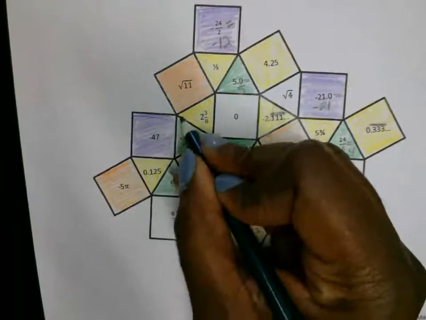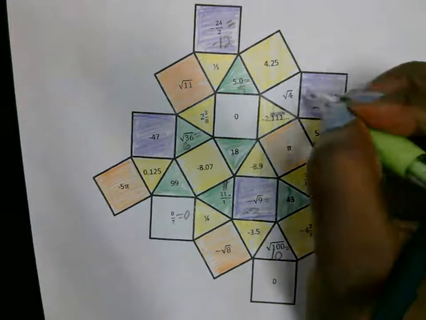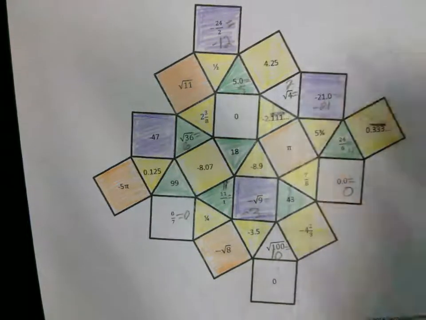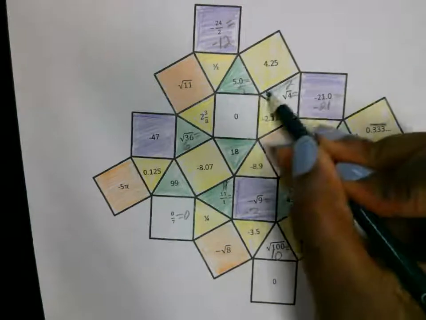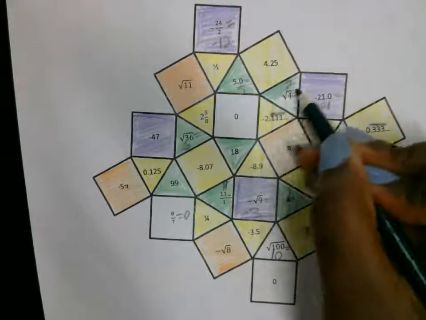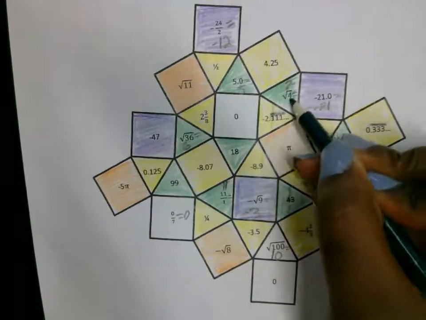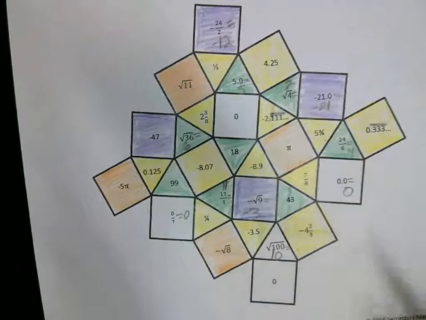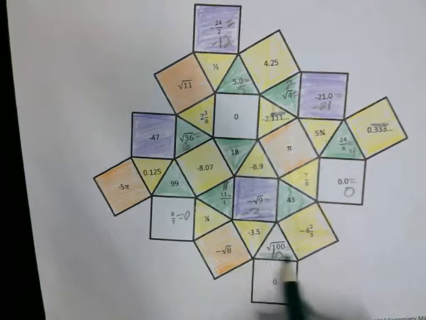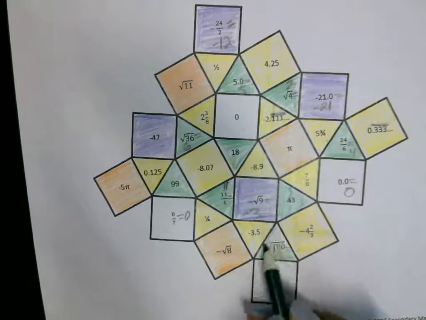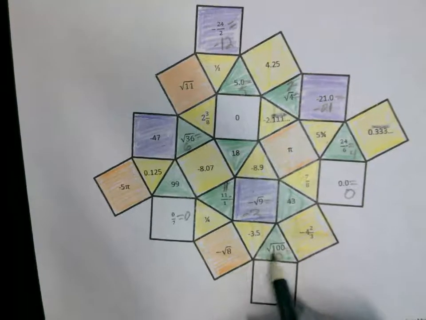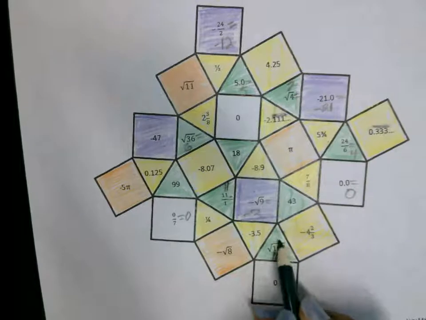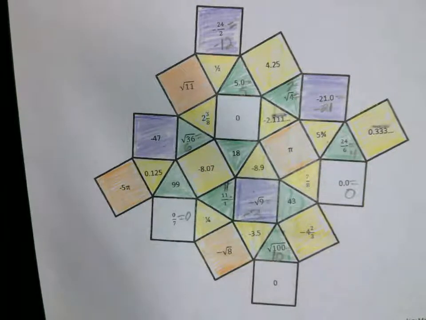Square root of 4. What's the square root of 4 equal to? 2. It's a counting number. What else? 24 over 6. Very good. That's 4. Square root of 100. It's 10. I think that's all. Did I color 43? I meant to. Yeah. Okay.